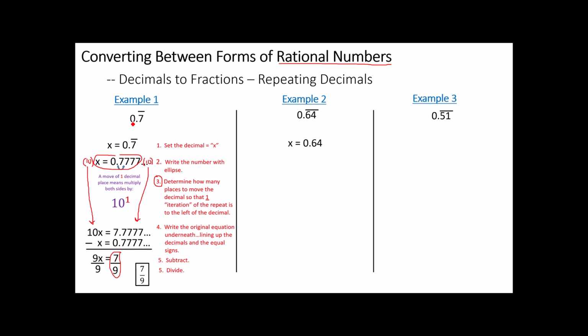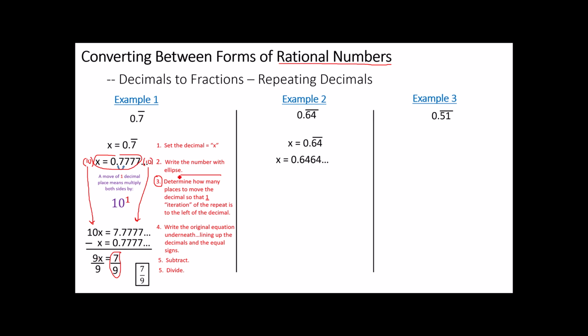I'm going to take, for this next example, the 0.64 repeating, and I'm going to write it down. And then I'm going to change it from bar notation, or repeating bar notation, to ellipse notation, where I just write a couple iterations or a couple copies of the 64, and then I put my ellipse sign. Notice we set it equal to x, we wrote it with the ellipse.